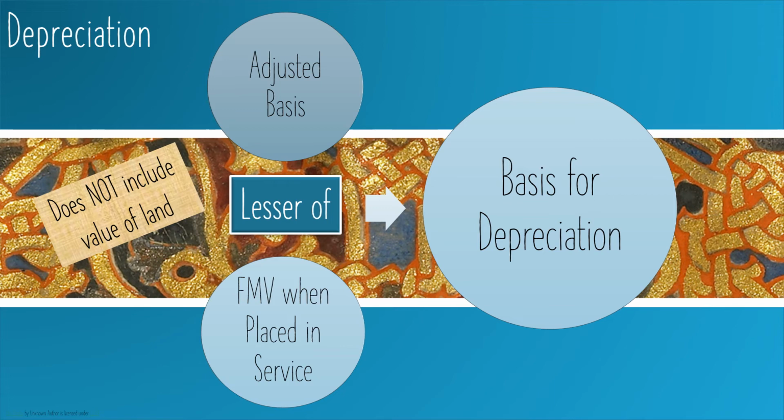For a rental, the basis for depreciation is the lesser of that adjusted basis, like we talked about, or the fair market value of the property when it was placed into service. And it's really important to make sure that you are taking out the value of the land, because land does not depreciate. So just the building or the portion of the building, and if there are items inside that building, appliances that depreciate, those are things that can depreciate, but land will never depreciate.